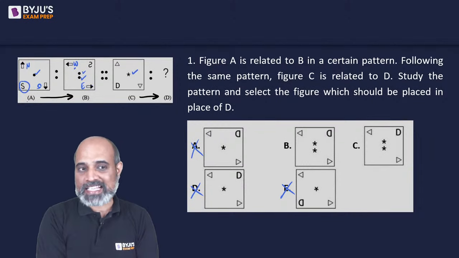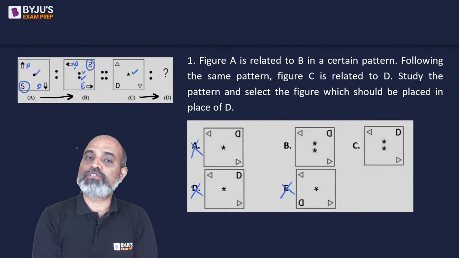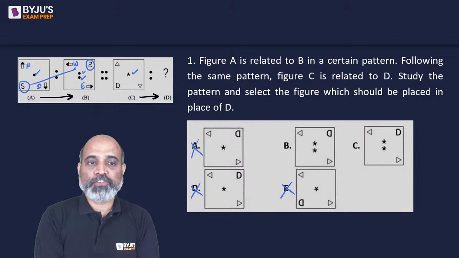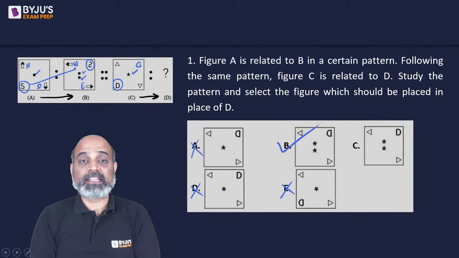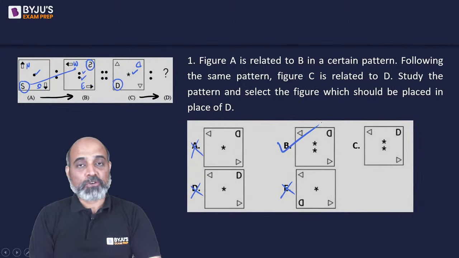So this is S and this is the mirror image of S. So if we have a D over here, we are supposed to have the mirror image of D. The mirror image of D exists only in option B. So B will become our answer.